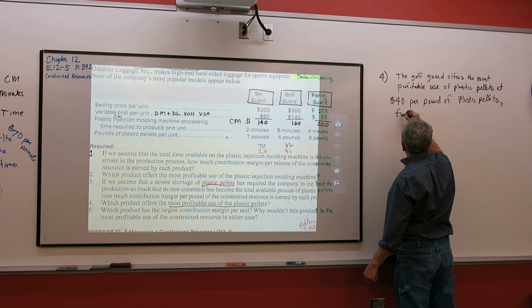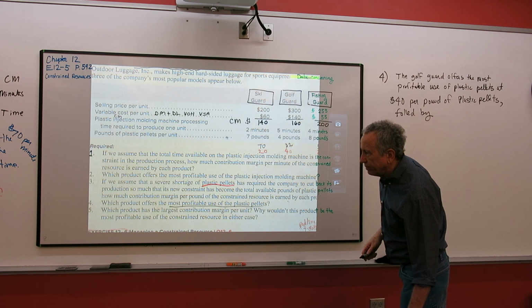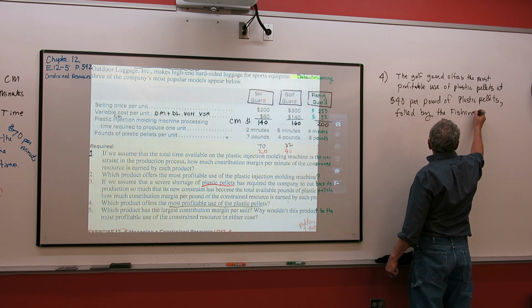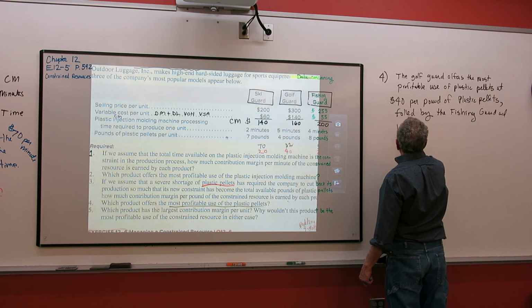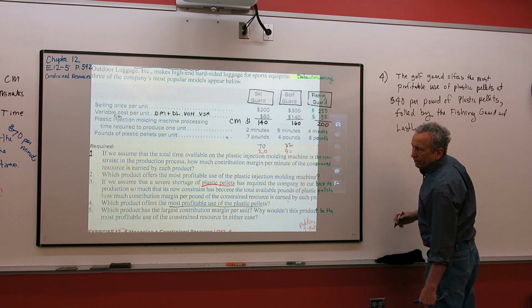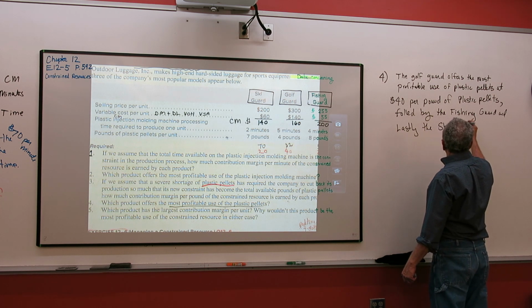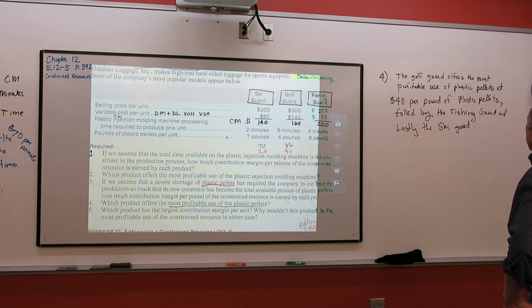I'd actually say followed by, I guess we found out that the fishing guard, and lastly, is lastly a word? Lastly, the ski guard. So that's a little better answer. The golf cart offers the most profitable use of the plastic pellets at $40 per pound of plastic pellets.